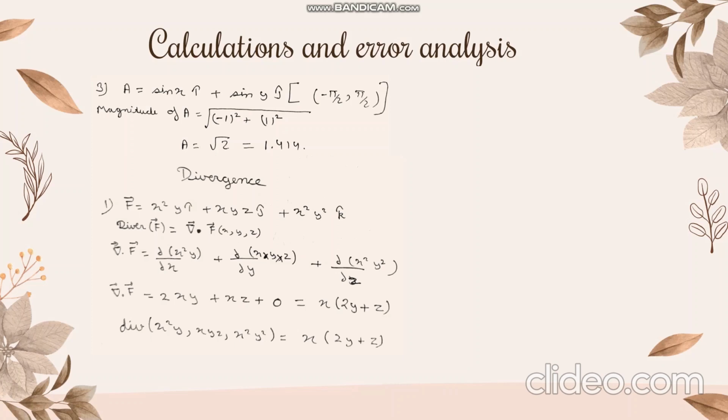Next, divergence. Let's see what divergence is. There is a vector F equals x square y i cap plus x y z j cap plus x square y square k cap. The divergence of F is del dot F vector. Here we will see the partial derivative with respect to x of the scalar of i cap, plus the partial derivative with respect to y of the scalar of j, and similarly the partial derivative with respect to z of the scalar of k cap. Here we see the result, and the result is x into 2y plus z.